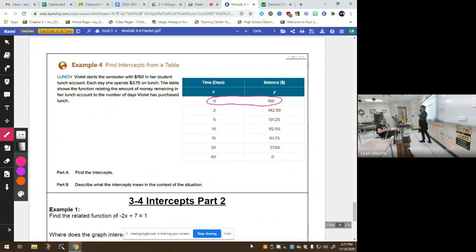I'm a visual learner, so in my mind, I picture that. I go over 0, up 150. So is that the x or y intercept up there? The y-intercept. Okay, again, I'm a visual learner, so I picture going over 40, up 0. That is the x-intercept. Now somebody explain what this means in terms of this situation.